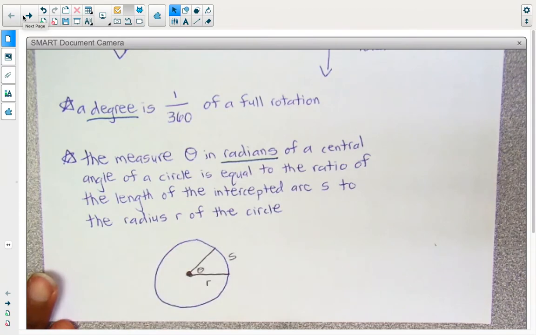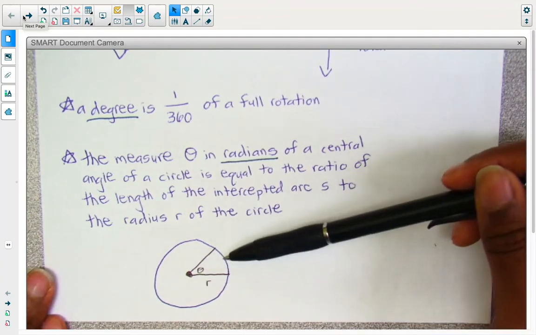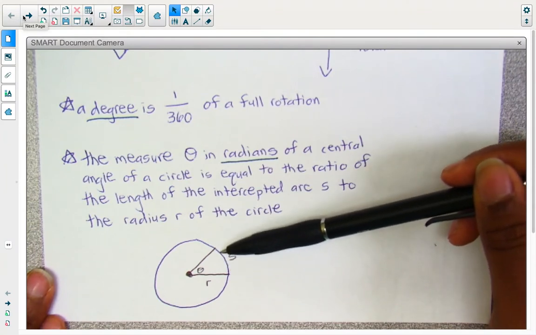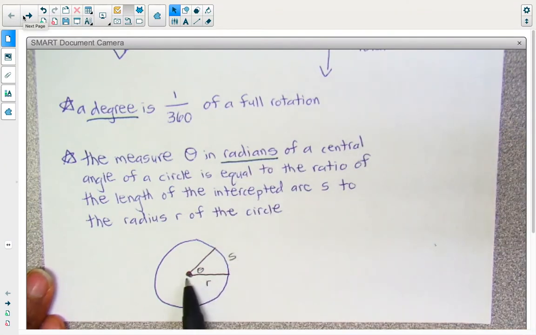So down here in this picture, theta is my angle measure. I don't know if theta is 30 degrees, 50 degrees, 11 degrees. We don't know what that is. S here is called our intercepted arc. So we did talk about that a couple of weeks ago. That is our intercepted arc. And R is the radius, which we know is halfway across the circle.